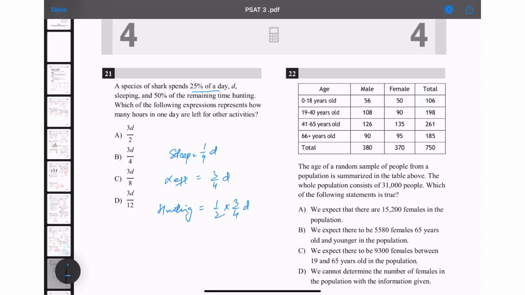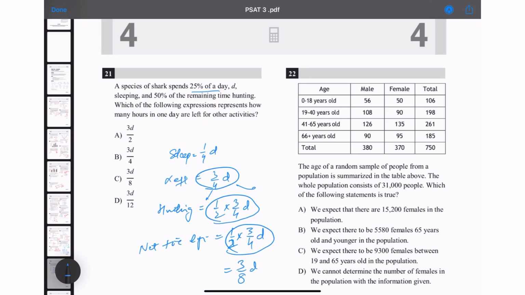So net time left will be half of the remaining. Okay, 3/4, we can just write 50% and 50%. So 50% is this, remaining 50% is this, which is 3/8 times of D. So we get the answer as C.